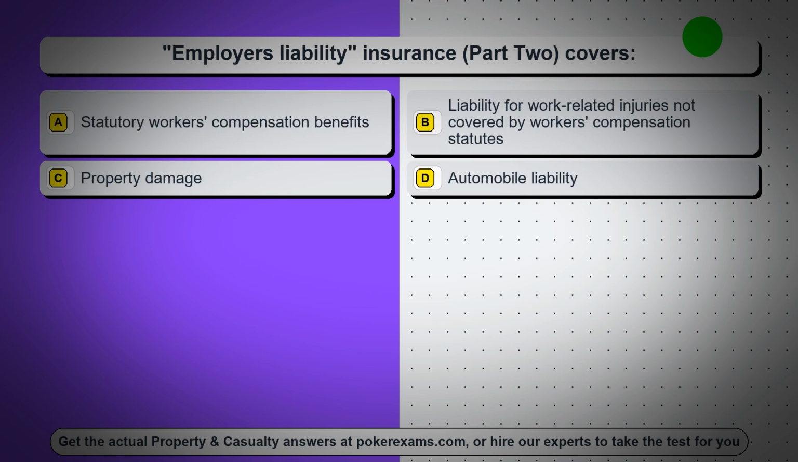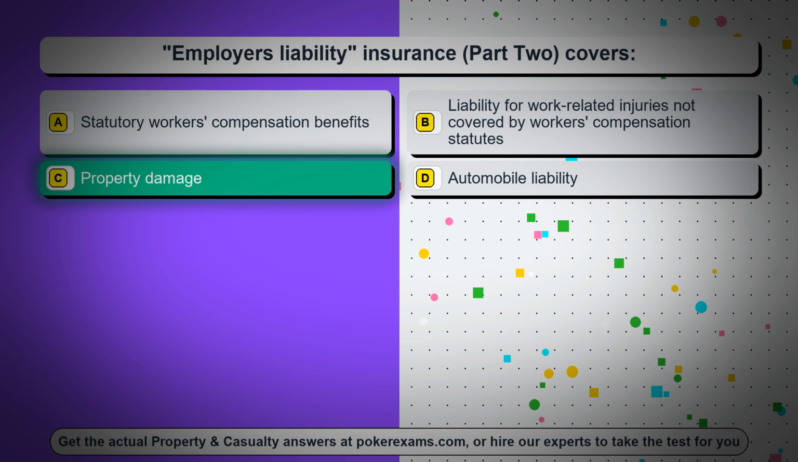Question 39. Employer's liability insurance, Part 2, covers. Option A statutory workers' compensation benefits. Option B liability for work-related injuries not covered by workers' compensation statutes. Option C property damage. Option D automobile liability. The correct answer is option C, property damage.